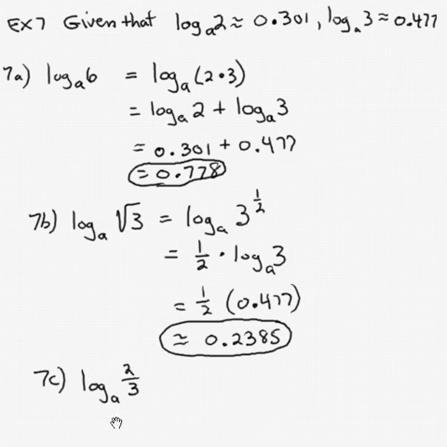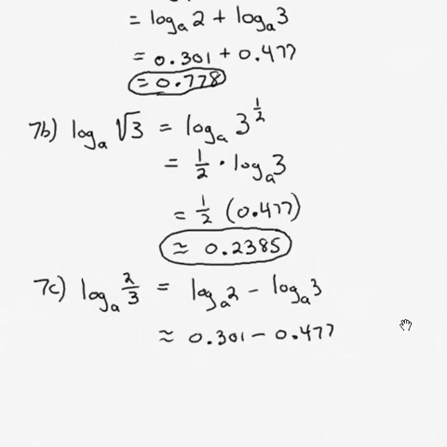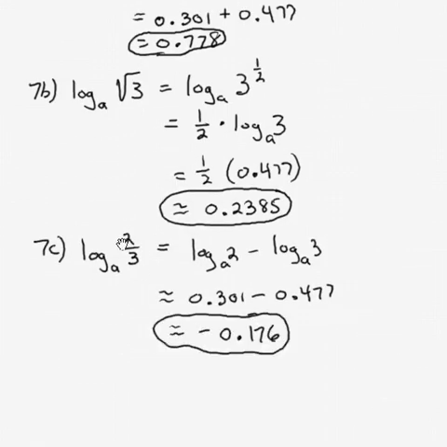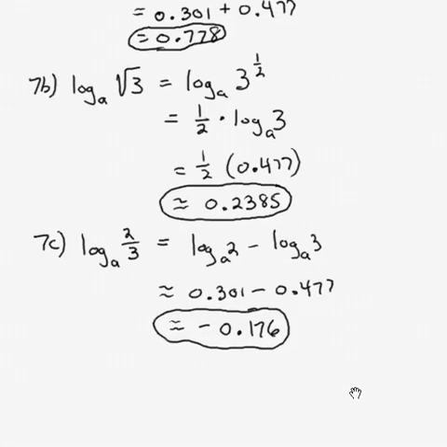All right, the log of 2/3 base a. Well, when we have the log of a quotient, that's the log of the numerator minus the log of the denominator. We know the log of 2, we know the log of 3, substitute those in and subtract. So the log of 2/3 is negative 0.176.